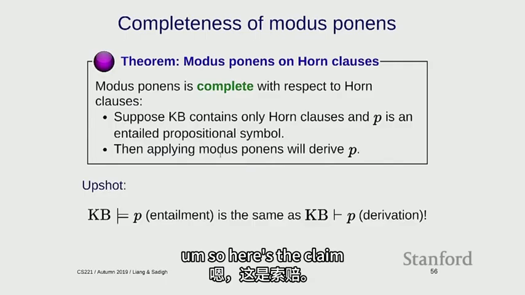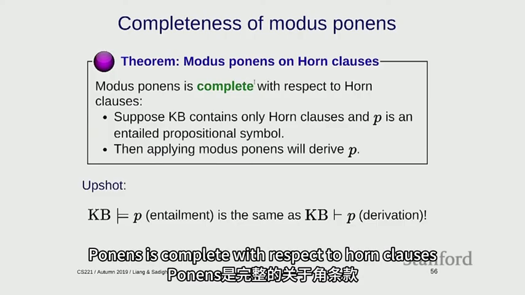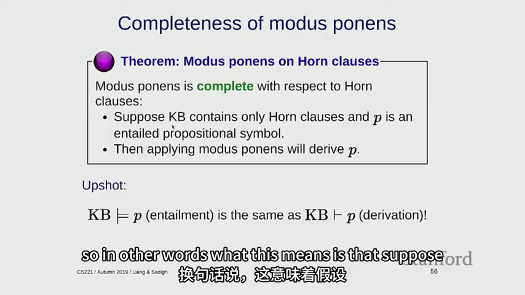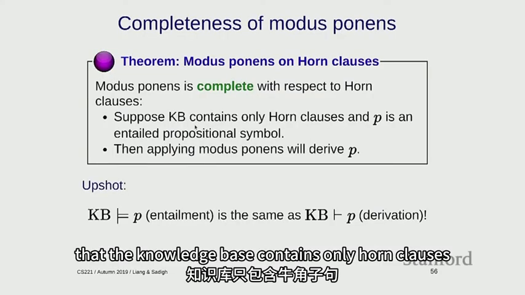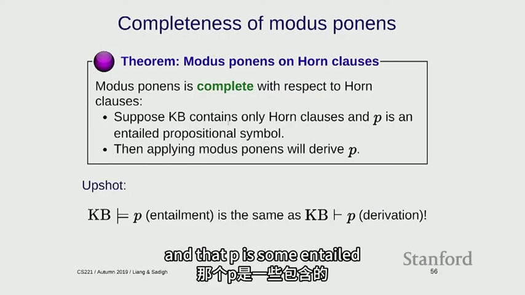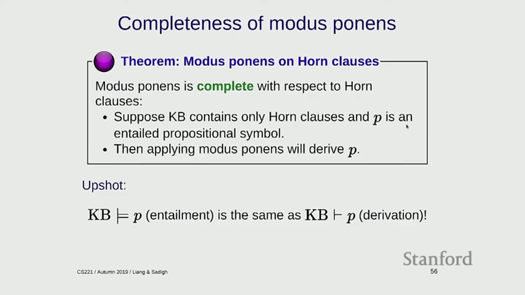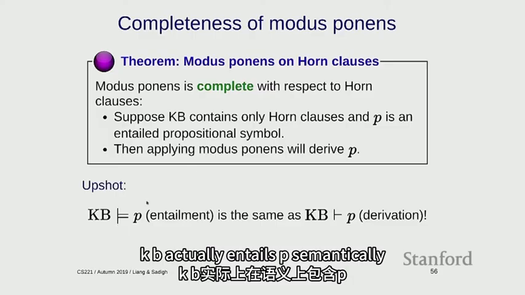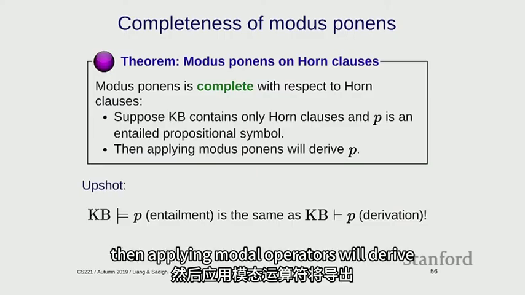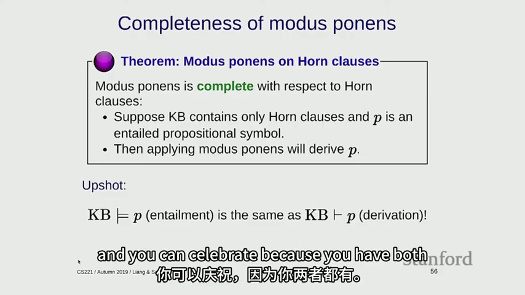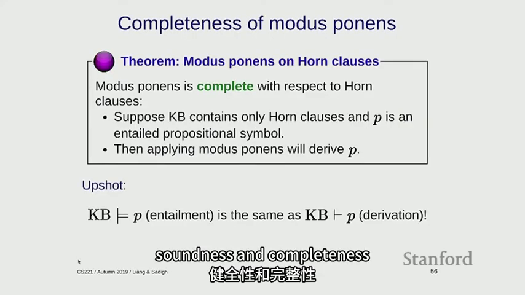Here's the claim: modus ponens is complete with respect to Horn clauses for propositional logic. In other words, suppose the knowledge base contains only Horn clauses and P is some entailed propositional symbol. By entailed, I mean KB actually entails P semantically. Then applying modus ponens will derive P. This means the two relations are equivalent, and you can celebrate because you have both soundness and completeness.